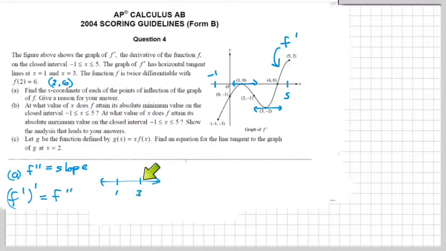And so for f double prime, before 1 we have a positive slope. Remember, f double prime is the slope right now. After 1 it is negative, and then after 3 it is positive. So we have 2 points of inflection. So I'm going to say at x equals 1 and 3, f has a point of inflection.